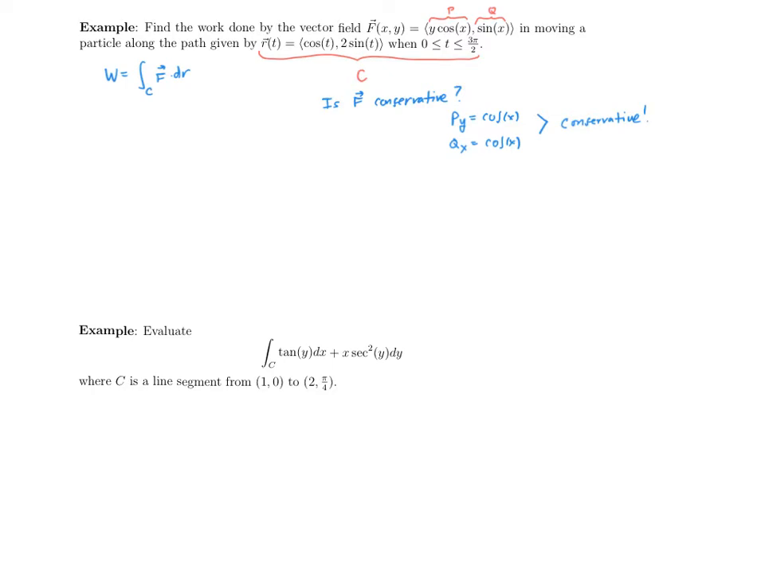Once we know the vector field is conservative, we would like to apply the fundamental theorem of line integrals, which means we need to know the potential function. That is, can we find a function little f where the partial with respect to x is P and the partial with respect to y is Q, the so-called potential function? So what we need to do is find f with the partial with respect to x is y cosine x, and the partial with respect to y is sine of x.